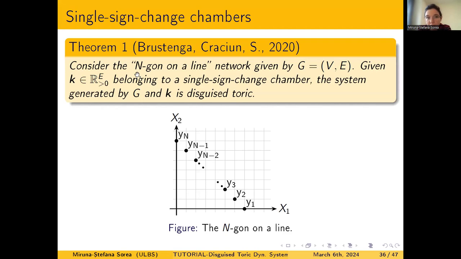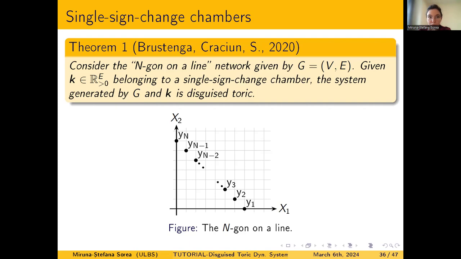So what is an n-gon on a line? Just take these vertices such that the sum of their coordinates are on the line, are constant. As before, do the whole reasoning with one reaction per source, then go to the detailed balance network, the network where you could impose detailed balance, a reversible one. Again, you get single sign change chambers, the chambers where you have one change of the orientation of your vectors when you have one reaction per source. And in all of those single sign change chambers, we proved that the system generated by G and K is disguised toric.